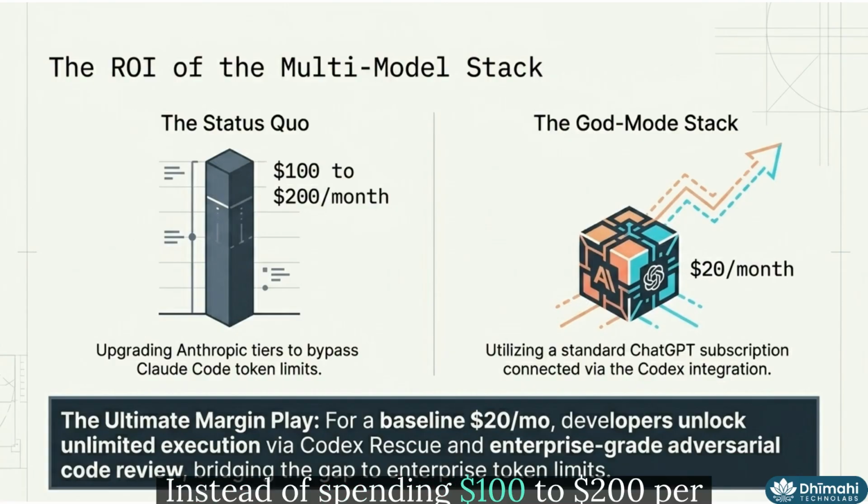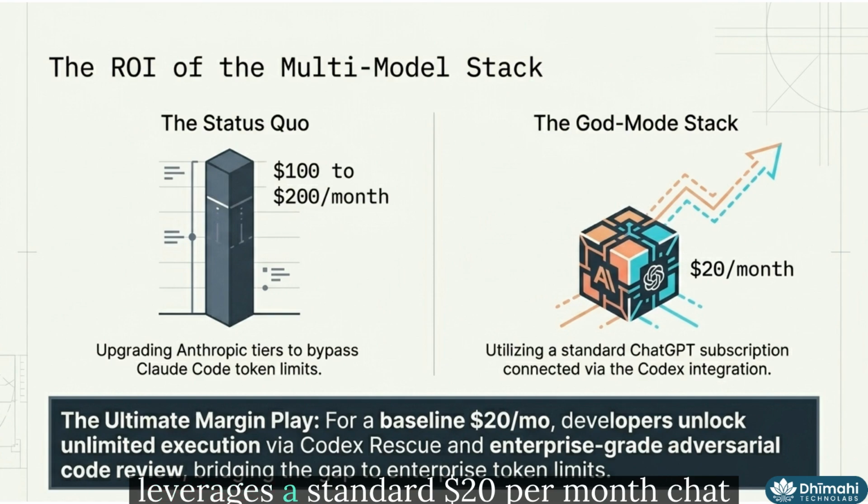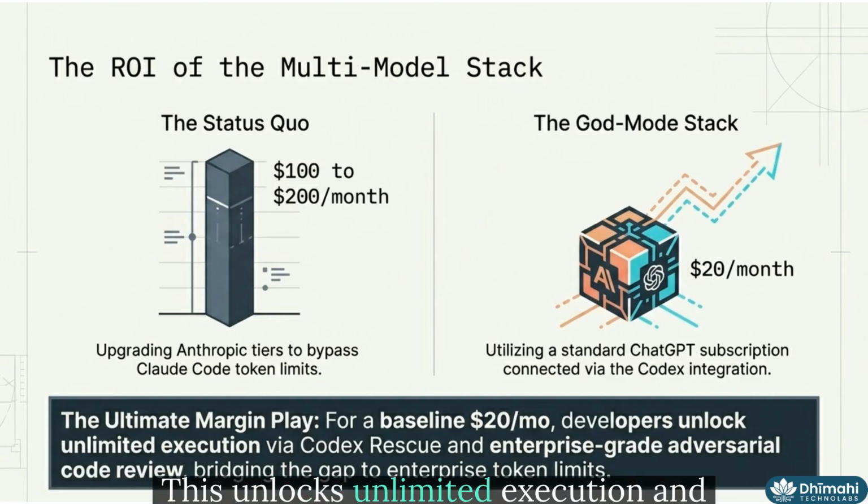Instead of spending $100 to $200 per month to upgrade tiers for bypassing token limits, the God Mode stack leverages a standard $20 per month ChatGPT subscription with Codex integration. This unlocks unlimited execution and adversarial code review.